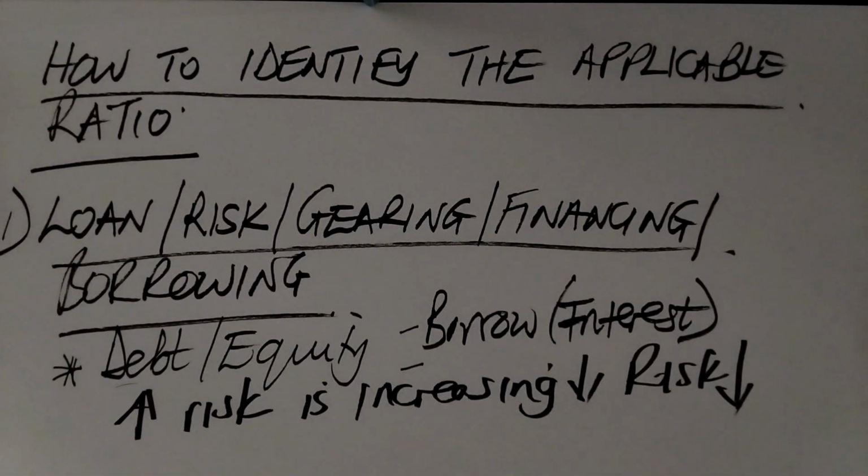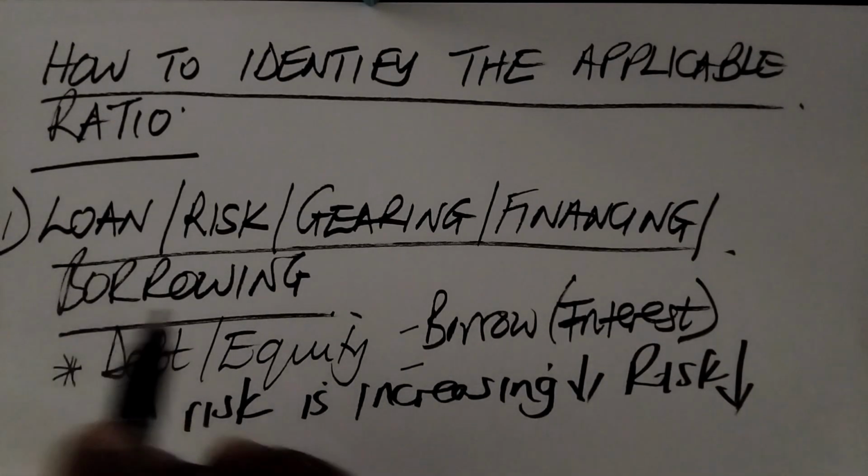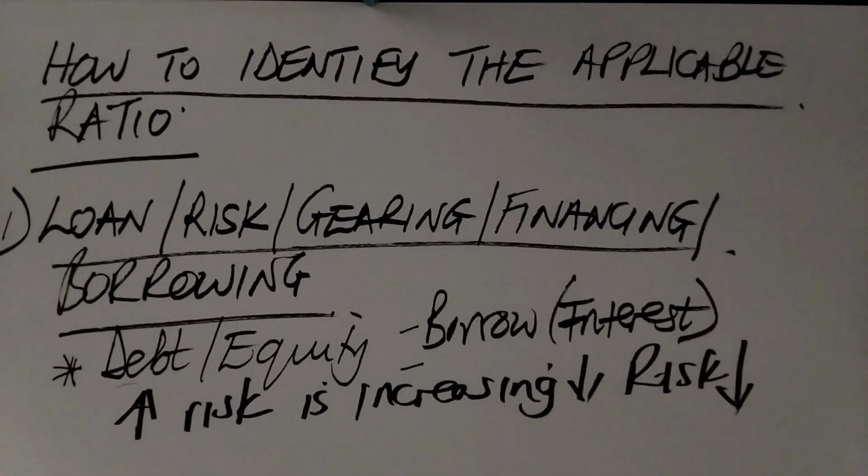Why? Because the more you borrow, the more interest you're going to pay. The less you borrow, the less interest you're going to pay. So if they ask you about the loan, what do you do? You look at your debt equity ratio, you say it increased from this to that. If it increases, you already know that your risk is increasing. If it decreases, you know that your risk is also decreasing.